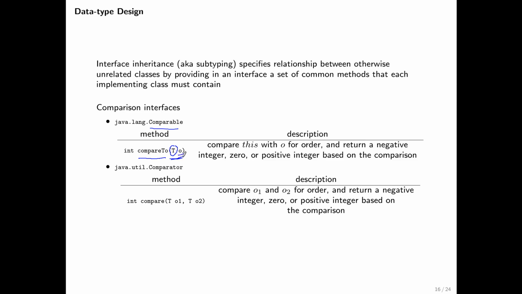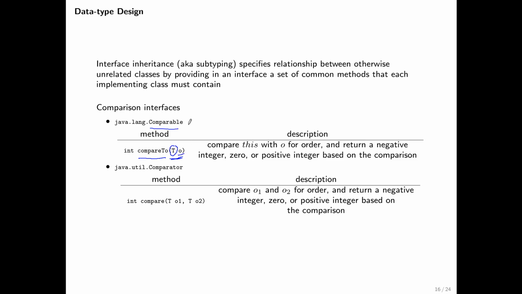The convention is that it's supposed to return a positive number when this object is bigger than O by some criterion. It's supposed to return a negative number when this object is smaller than O by some criterion, and precisely 0 when this is the same as O. Okay, so that's how compare_to is supposed to work.